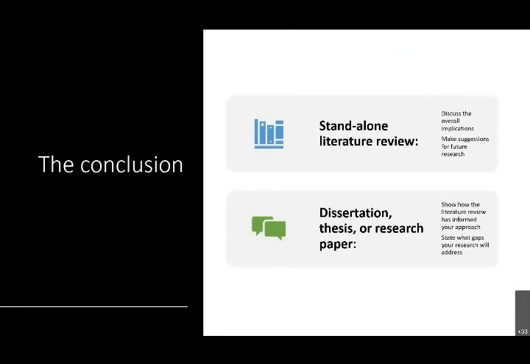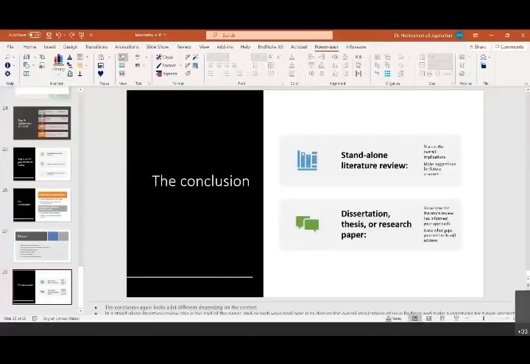The conclusion, for a standalone literature review, discusses the overall implications and makes suggestions. This is normally in chapter 5 of a dissertation, thesis, or research paper. Okay. These are the materials that I can show you about the literature, so you know the process.